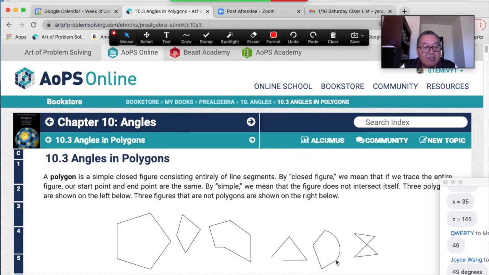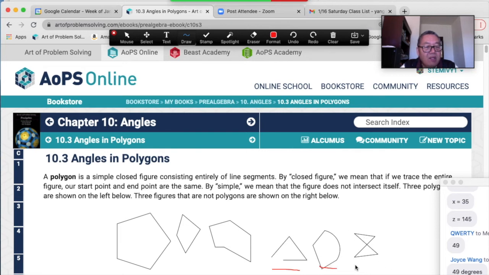But these three are not polygons because this one is not closed, right? Even though each side is a line segment, they do not close. Here is open, so this one is not a polygon. And this one is closed, but this side is curved. It's not a line segment, so this one is not a polygon.